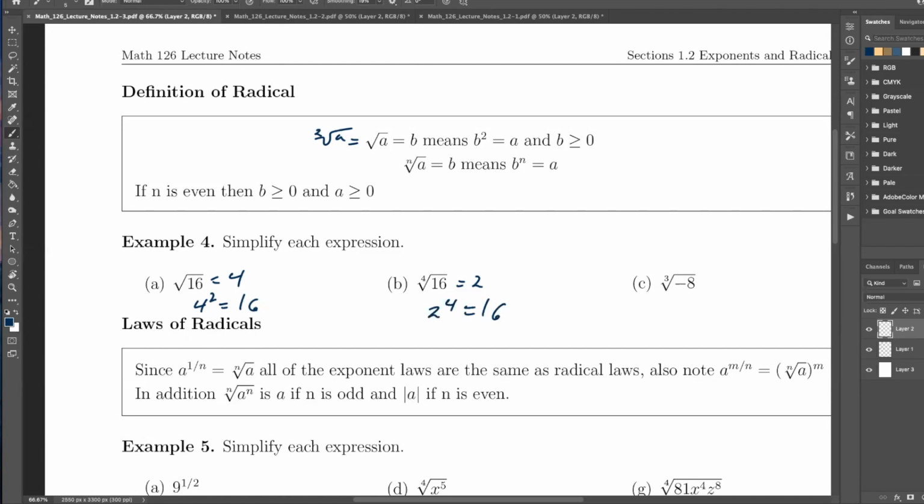And so how do you figure this out? What you need to figure out is something raised to the third power, so let's do this one, is equal to minus 8. Well, whatever the something is better be negative, right? Because I need to get a negative out of it. So negative times negative times negative will give me negative 8.